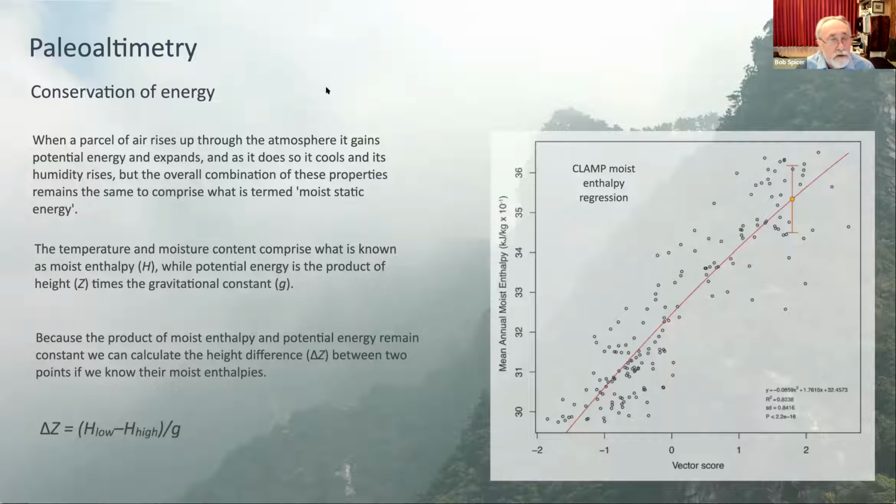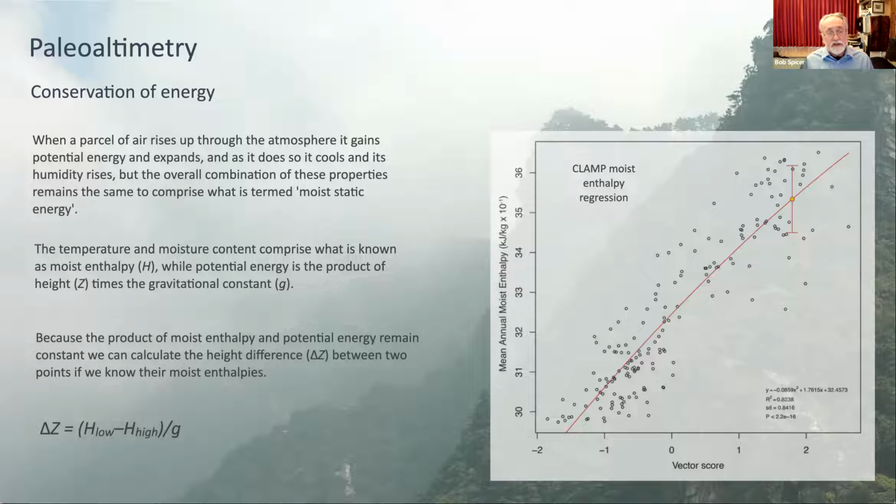We can also translate those clumped isotope temperatures into wet bulb temperatures using a quite complicated equation that is used in a climate model. We can also use the trade-offs between temperature and humidity in terms of the conservation of energy. Now, when a parcel of air rises up a mountainside, its moist static energy, a combination of temperature and humidity, is conserved. It stays the same.